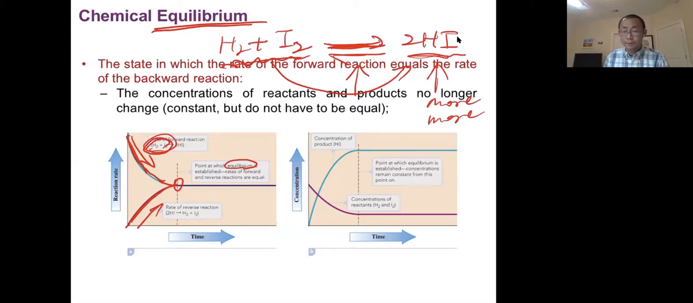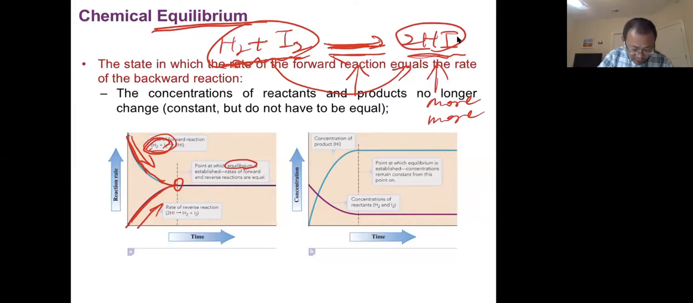At chemical equilibrium, what's equal? Again, the reaction rate of the forward and the reverse is equal. The rate is equal, but the concentrations of these two versus that one are not equal.